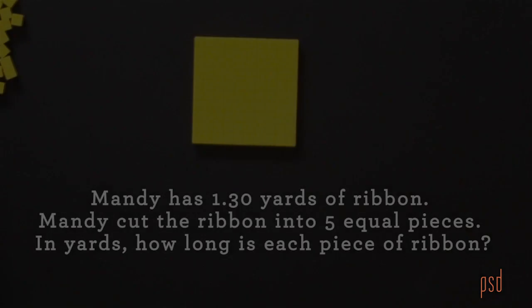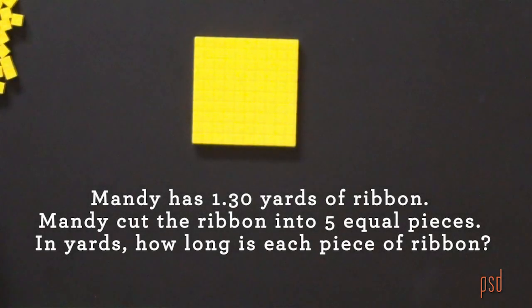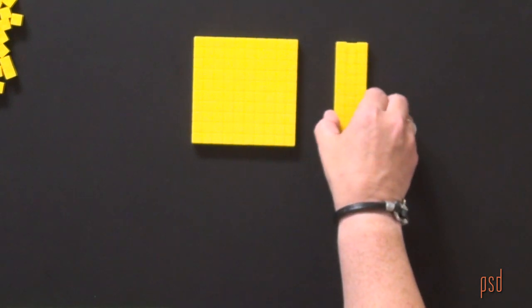We're going to begin by reading our problem. Mandy has 1 3/10 yards of ribbon. Mandy cut the ribbon into 5 equal pieces. In yards, how long is each piece of ribbon? We need to begin by building our model of Mandy's 1 3/10 yards of ribbon. We will use one flat to represent 1 yard of ribbon. And we will be using 3 longs to represent the 3/10 yards of ribbon that Mandy has.